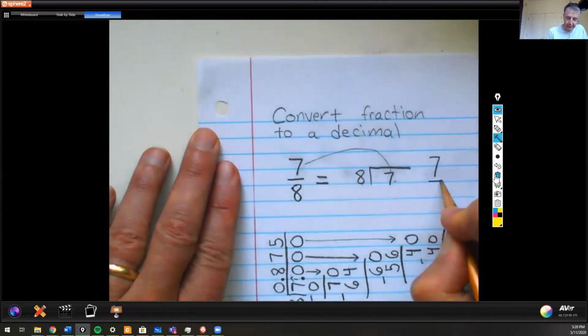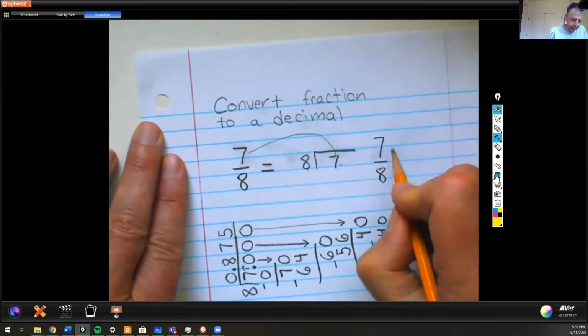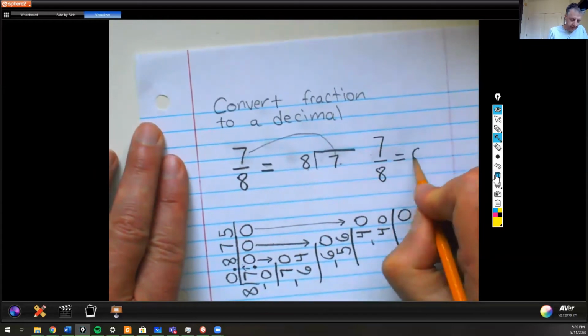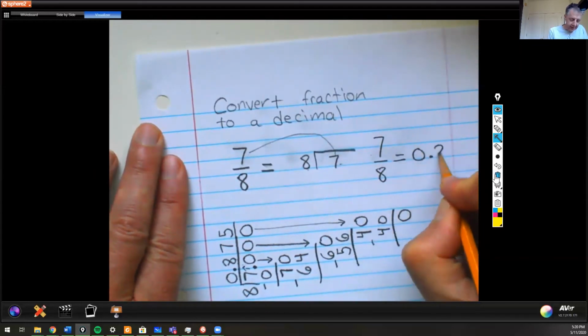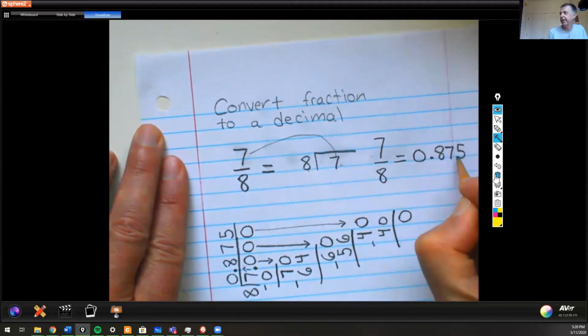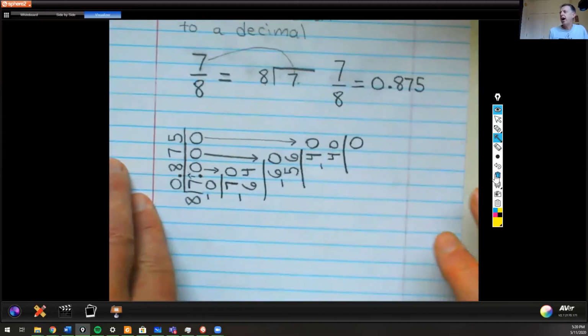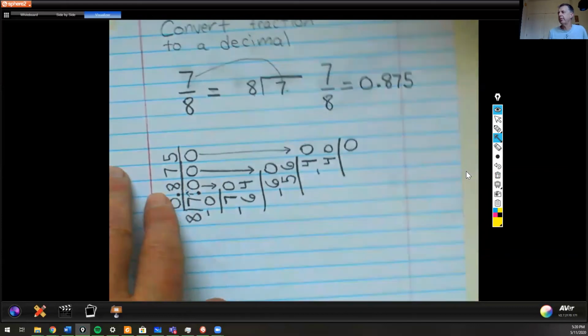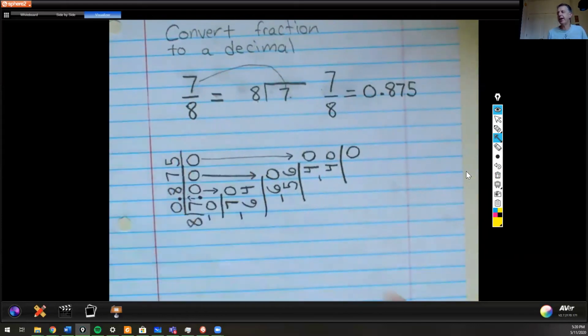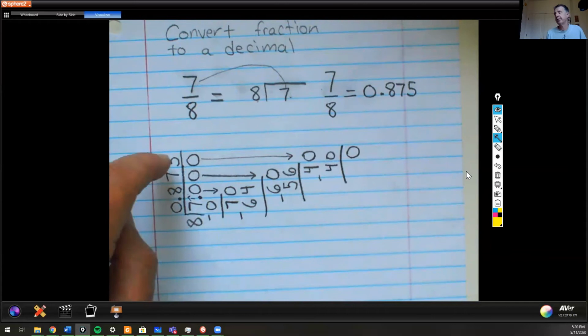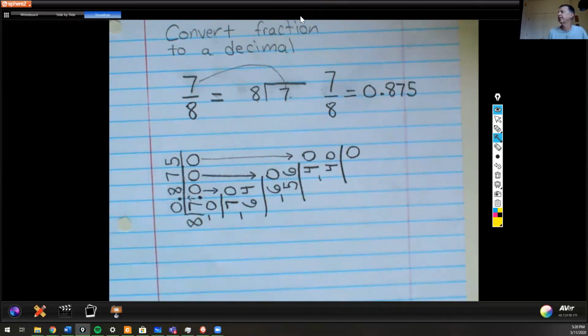7/8 is equal to 0 and 875 thousandths. I'm going to show you one additional example, boys and girls, to show you when you may need to round sometimes to the nearest thousandth place. And I'll show that to you next.